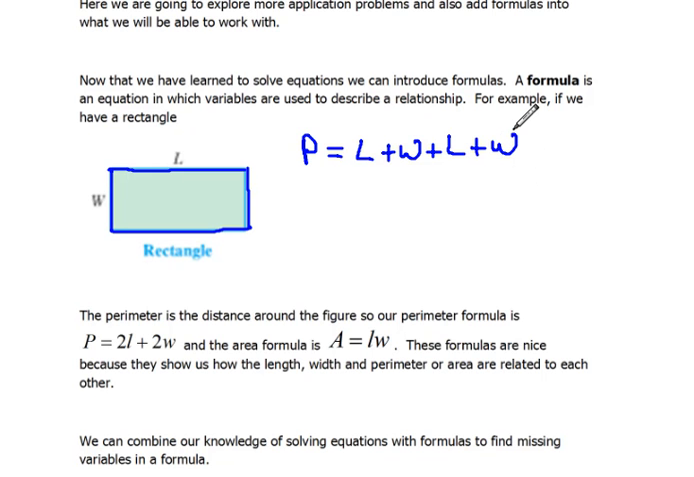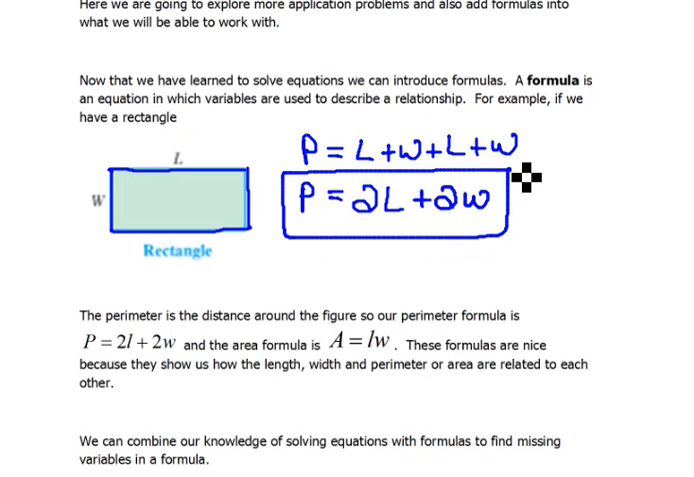Now, if we combine what we've done with solving equations, we can see that on the right-hand side of what we've written, there are common or like terms. So we could put these together. We could say on the right-hand side here, we've got 2 of these L's, and we also have 2 of these W's. So what we've done is we've come up with a formula that shows the relationship between the length and the width of a rectangle and its perimeter.